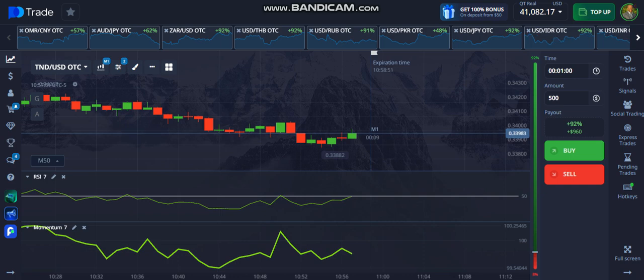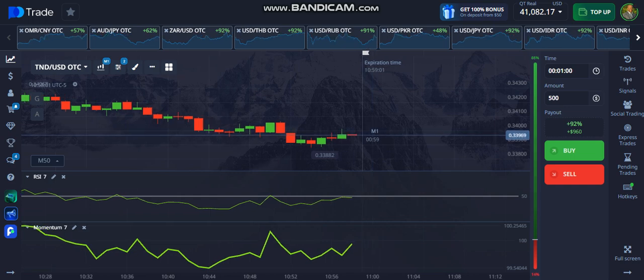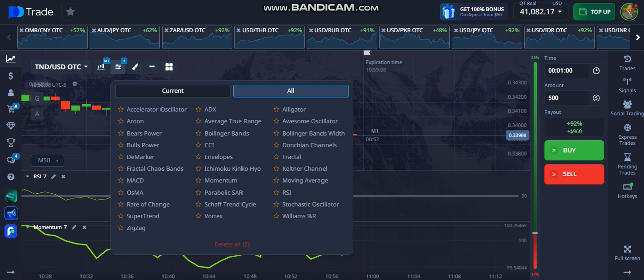So today I'm on the Pocket Option platform and I'm going to be trading OTC currency pairs on the platform. And I'm going to be using two indicators here. Okay, so if we click on the indicator icon on the platform, the first indicator I'll be using is the momentum indicator. So you click on that once, and the second indicator is the RSI, or the relative strength index indicator.